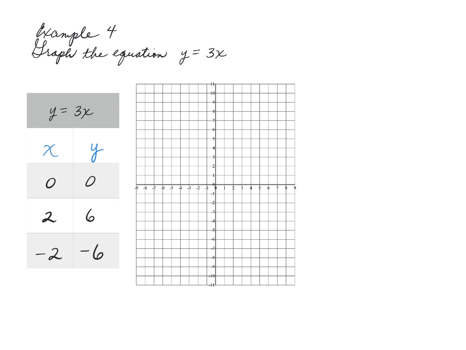So we have 3 points. We can plot them. 0, 0 is the origin. 2 and 6 is here. Negative 2, negative 6 happens to be here. So this line goes through the origin. We can graph it. So here we've graphed it, and you can see that that forms a line going straight through the origin.